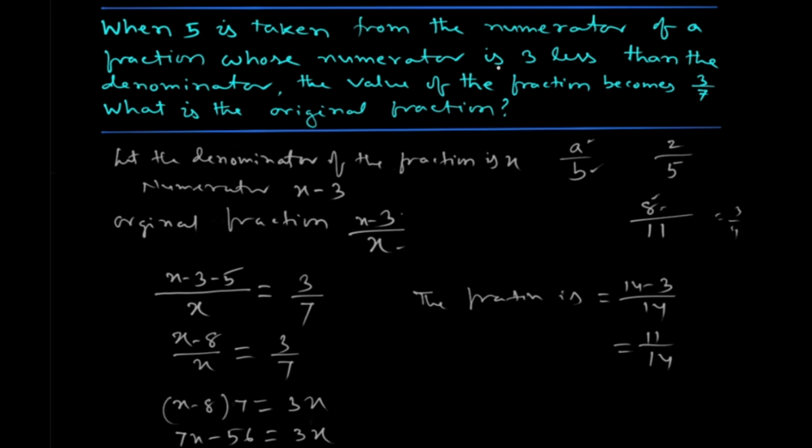Let us check whether we are correct or not. You can see that in the original fraction, the numerator is 3 less than the denominator, and when 5 is taken from the numerator, it will be 6. So you can see that it divides by 2, and the denominator also divides by 2, so it is equal to 3 by 7. That is what he has given. So this value satisfies the problem.